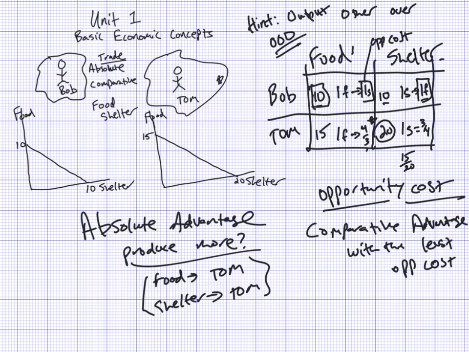Or it's always the inverse of the other one. So this is 4 thirds. The one on the left-hand side is 4 thirds. The one on the right-hand side is 3/4 of food. So for every 1 shelter I make, I could have made 3/4 of a food.